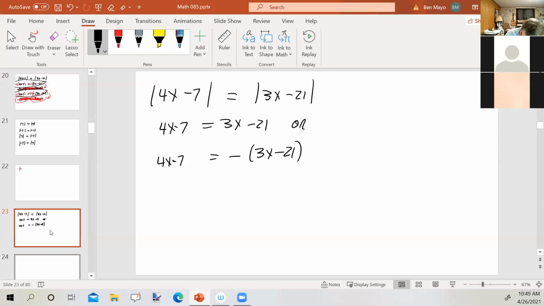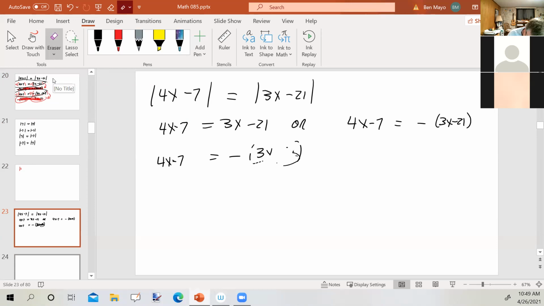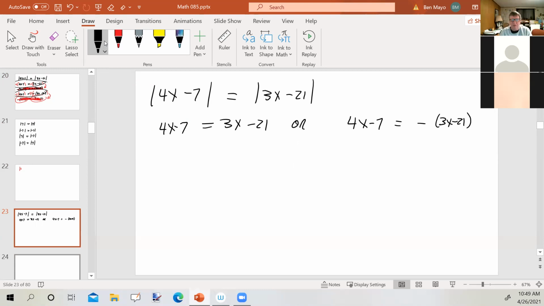The only problem is I meant to write that one up here so that I would have room to solve them both. So let's move that up there. There we go. Okay, so what's inside of one equals what's inside of the other, or what's inside of one equals the opposite of what's inside of the other.